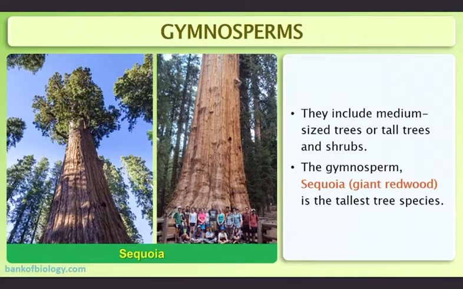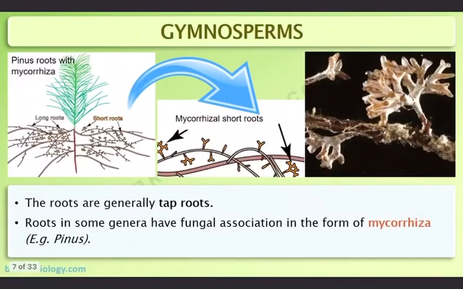So gymnosperms include medium-sized trees, tall trees, and shrubs. All are there. In gymnosperms, the one you are seeing on the left side is the tallest tree species, sequoia, the giant redwood. This is the tallest tree. It has a record. And the roots are generally tap roots, so from fibrous roots there is an improvement to tap roots.